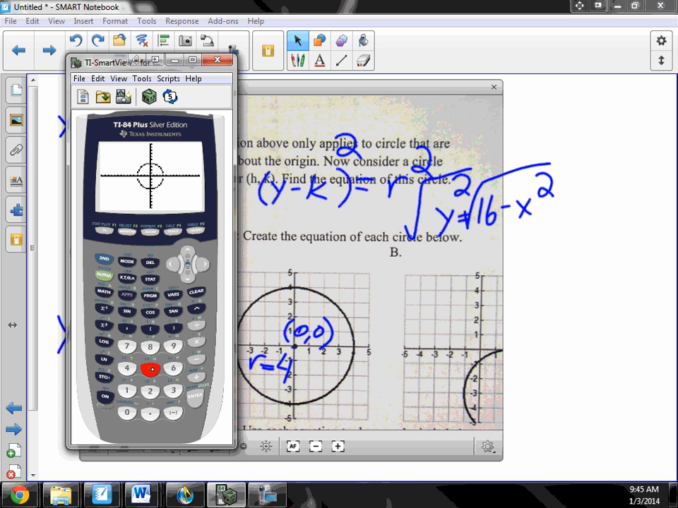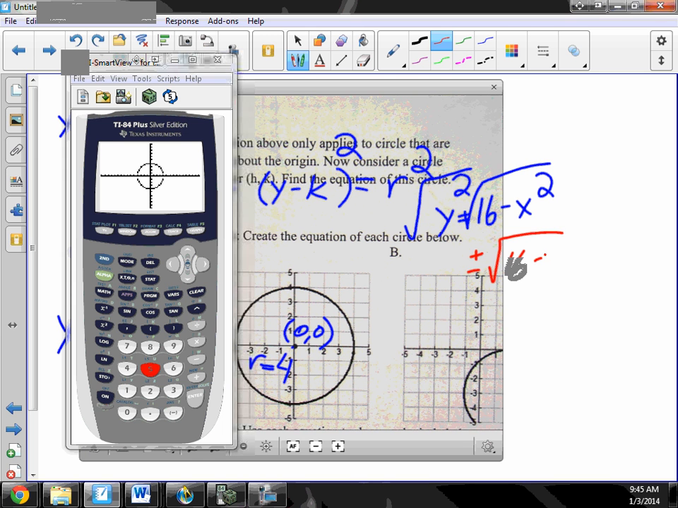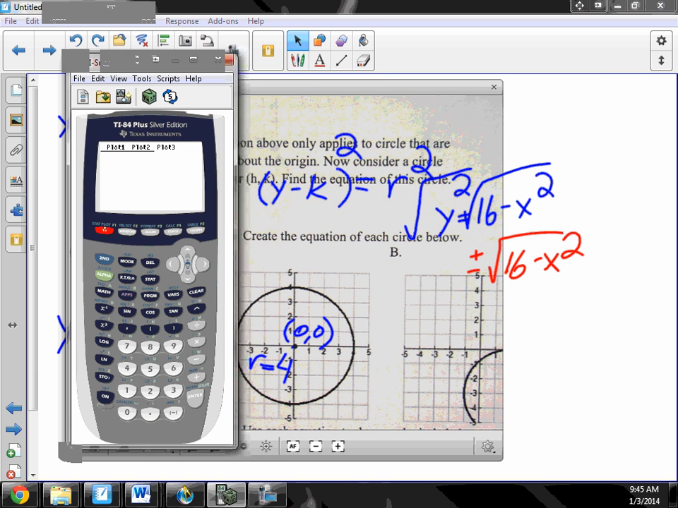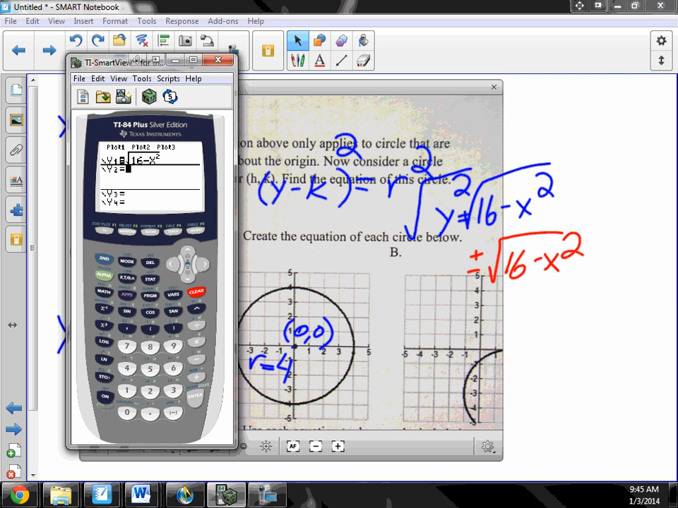Okay, let me show you a trick that's really nice. If you're going to graph plus or minus the square root of 16 minus x squared, once you graph the first one, you can tell the calculator to just graph the opposite of the first one. So go into your y equals and clear out the second equation. The first graph is labeled as y1. The second graph is just the negative version of y1.